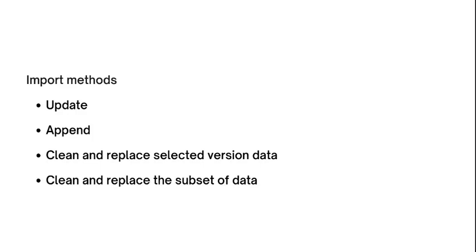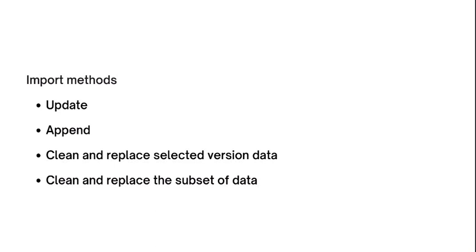Now the most common one is update, which means records with completely new tuples are added without any changes. For existing tuples with updated facts, the old values will be overwritten with new ones. The next one is append. Completely new records are added without any changes. For existing records with updated facts, new values are aggregated with the old ones.